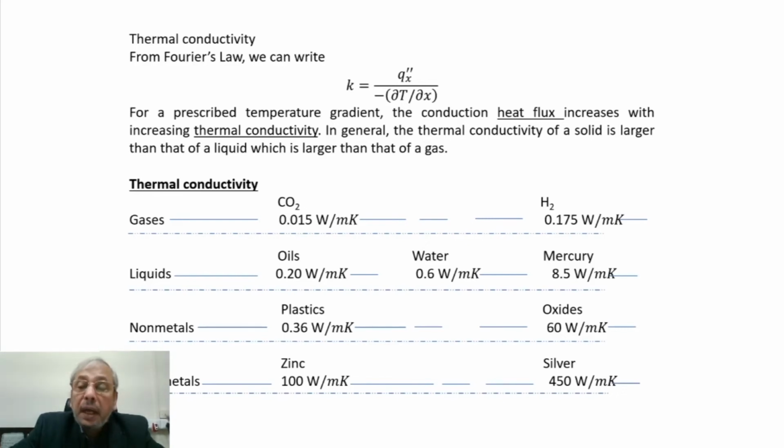Mercury and liquid metals have a little higher thermal conductivity, 8.5 watt per meter Kelvin. Non-metals, typically plastics, are in the range of 0.36 watt per meter Kelvin. Oxides are in the range of tens of watt per meter Kelvin, 50 to 60 watt per meter Kelvin. Pure metals, zinc, 100 watt per meter Kelvin. Usually, for pure metals, thermal conductivity is very high. Here we can see for silver, it is 450 watt per meter Kelvin.